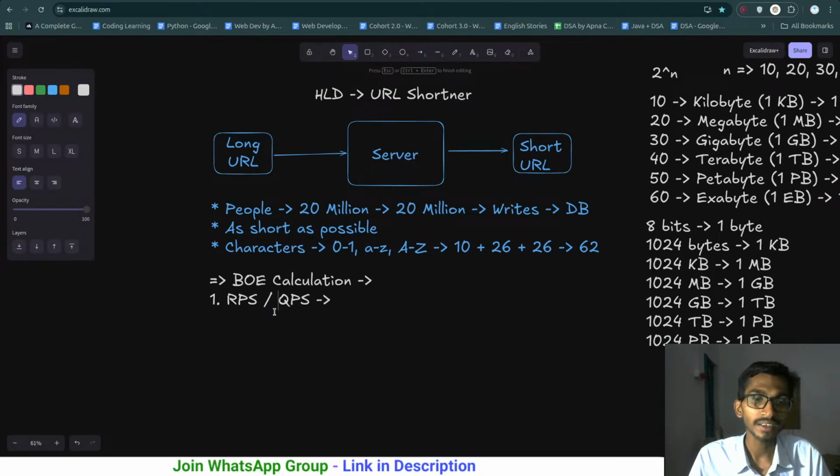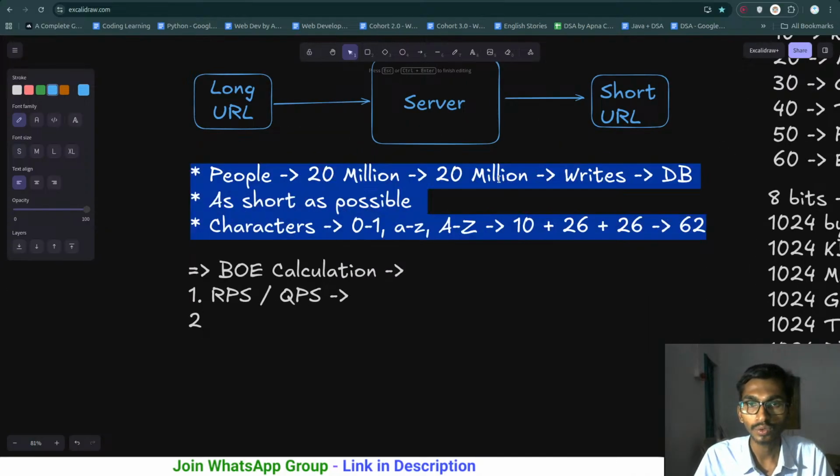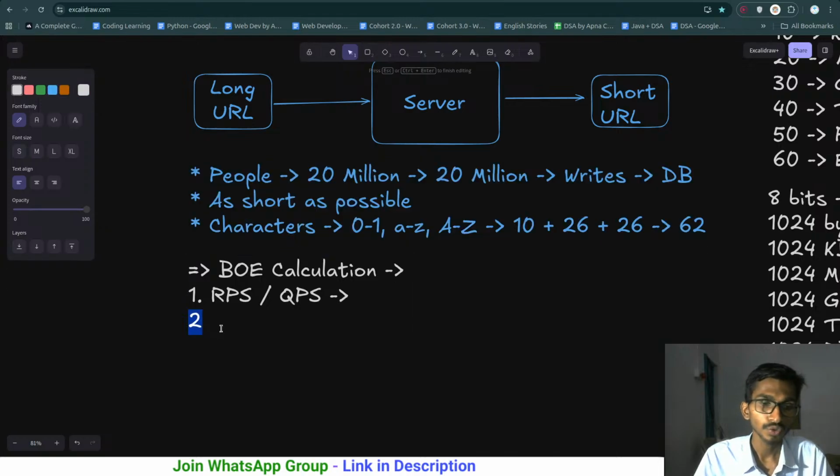So we were trying to calculate the requests per second or the queries per second, and that's pretty simple. Ultimately, how many queries did we have in a day? We had around 20 million queries, right? So 20 million, and as I said, we have to convert everything into base 2 format. So million means 2 to the power 20.